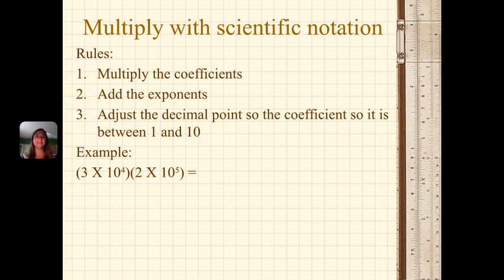Here's an example. You multiply the coefficients. So you take 3 and 2 and multiply them. 3 times 2 gives us 6. Second, we add the exponents. So here we have 4 and 5. So 4 plus 5 is 9. Therefore, my answer will be 6 for the coefficient times 10, my base, exponent 9.